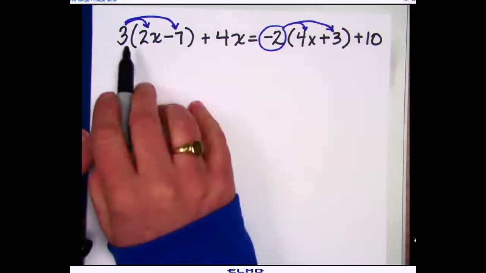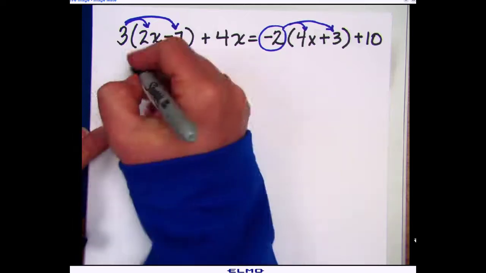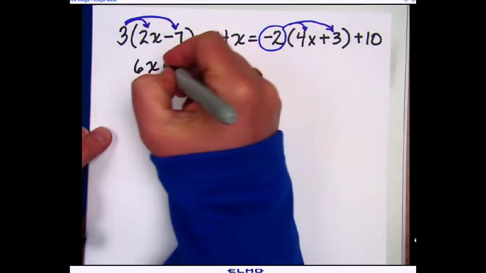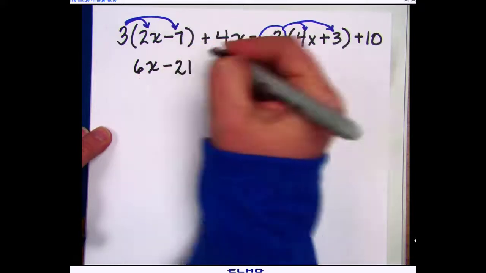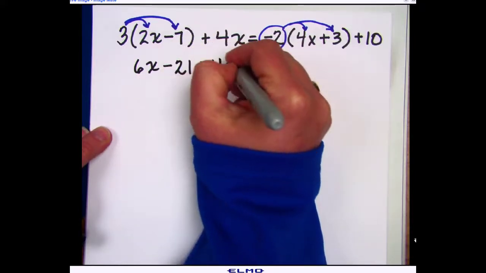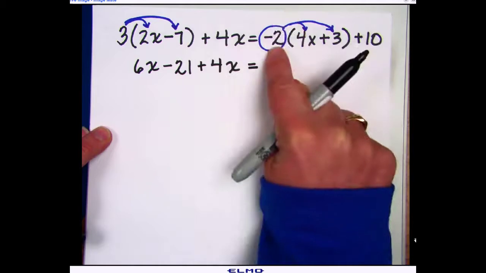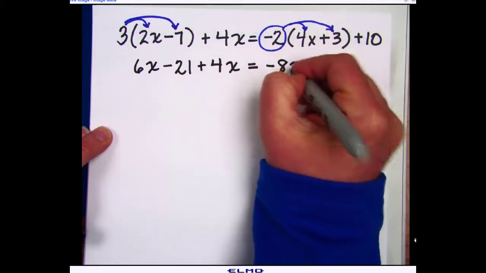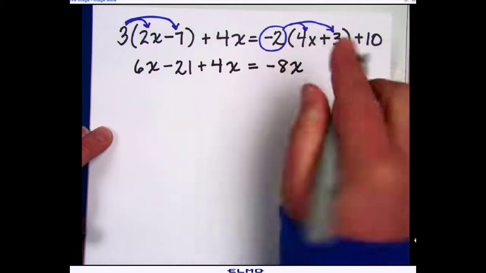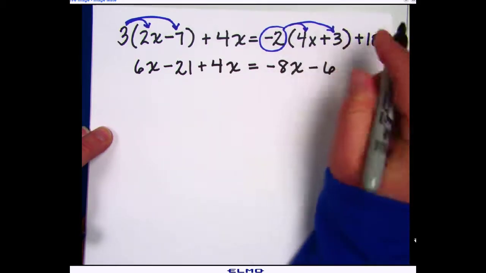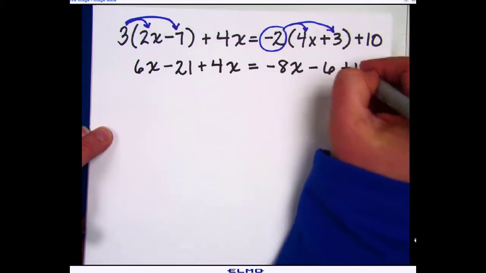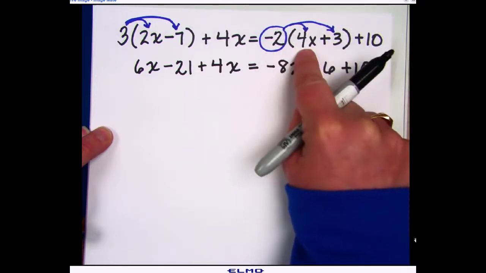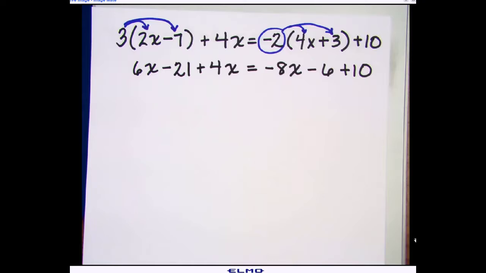So over here, I have 3 times 2x gives me 6x. 3 times -7 gives me -21, then plus 4x. And on the right-hand side, I have -2 times 4x is a -8x. -2 times a +3 is a -6 plus the 10. And now notice that I did not distribute to the number here. I only distribute to what's in parentheses.